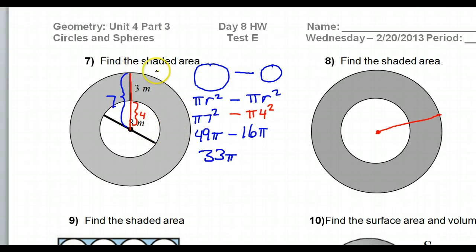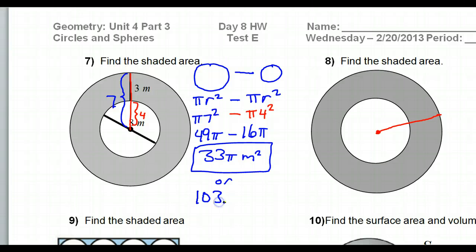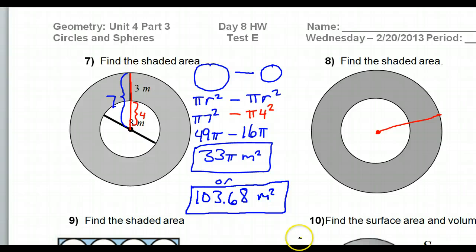We are talking about area. So this should be meters squared. That's just the units. But 33 pi is the answer, the exact answer. Or we could put it as a decimal by hitting that toggle key. So that is 103.68 square meters. Alright, and that's what it would be in decimal form. In decimal form, I always want 2 decimals. Do not round until the very last step.